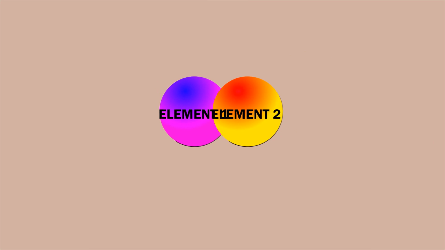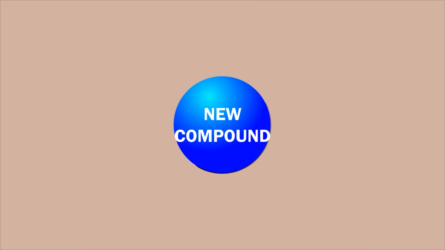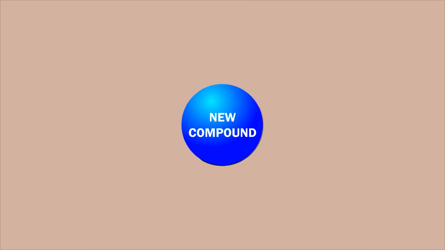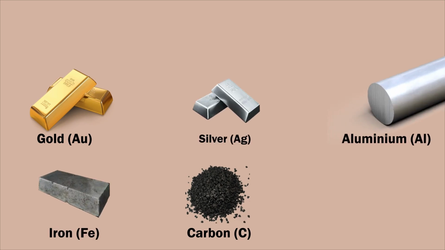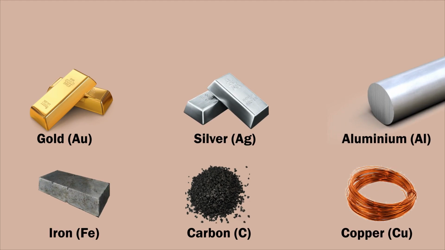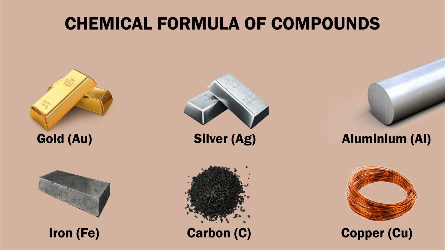We know that elements combine together to form compounds. We also know that each element is represented by 1 or 2 letters for ease. In this video, we will learn to write chemical formula of compounds using short names of elements and their valency.